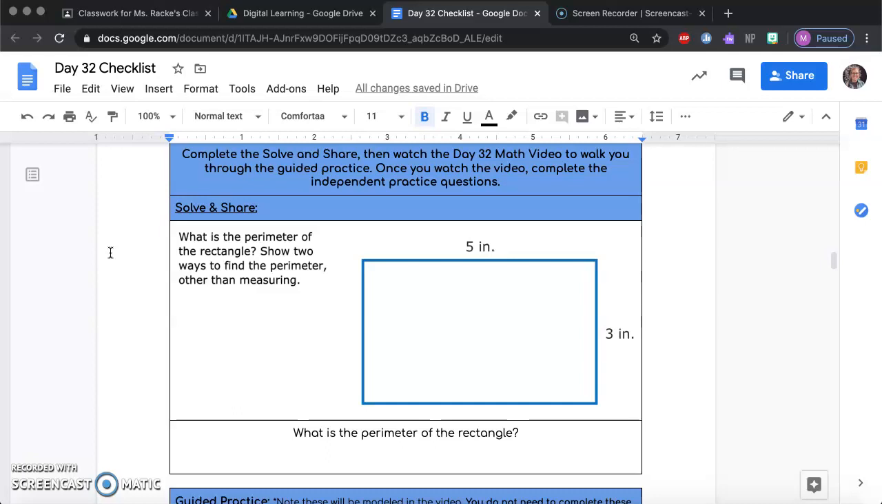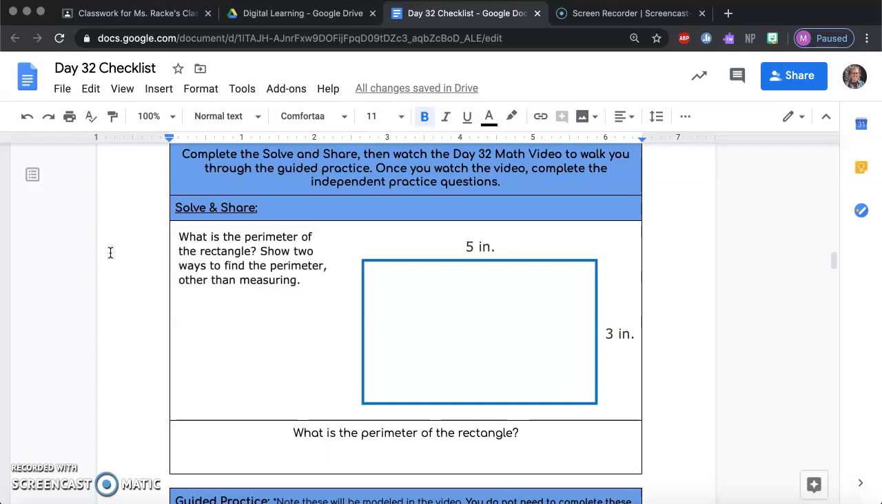So we are going to continue working on the topic of perimeter and going to be doing a little something different with it. So we're going to start with going over the solve and share. If you have not done it yet, go ahead and do that so then you are able to check your work. And we're going to be looking at lesson 16, point 2, which is perimeter of common shapes. So I can find the perimeter of polygons and common shapes.